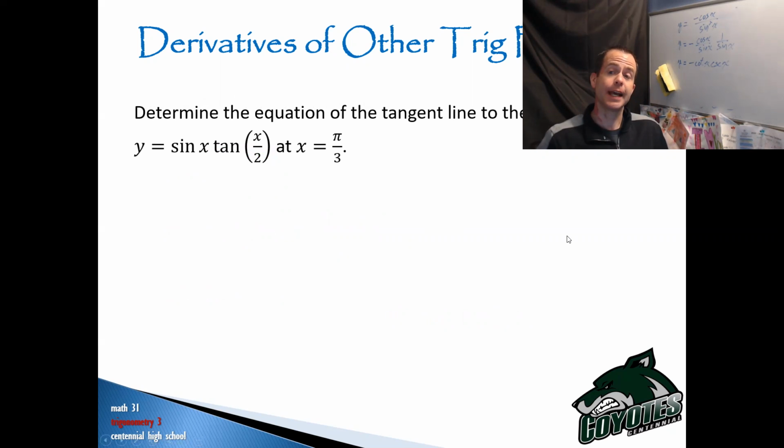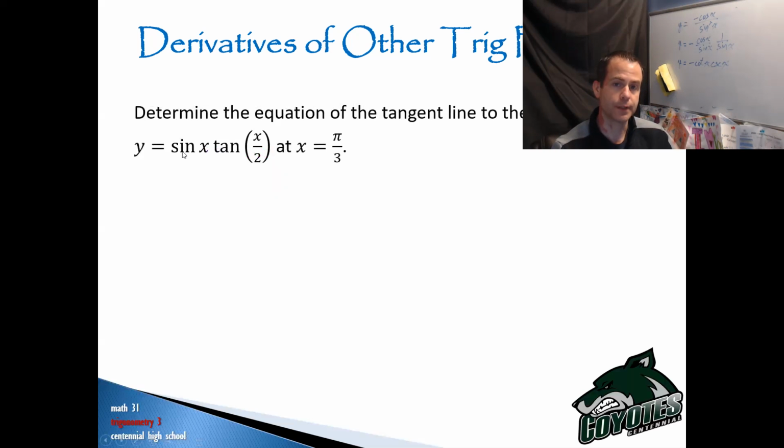Determine the equation of the tangent line to the curve y equals sine x tan of x over 2 at x equals pi over 3. Okay, well, if I want the equation of the tangent line, the first thing I need to do is figure out the slope, and to do that, I take the derivative, right? So I'm looking at taking the derivative of sine x tan x over 2. That is the product rule. That's f times g. So the derivative of f times g is the derivative of f times g plus f times the derivative of g. So that's what I'm going to go through.